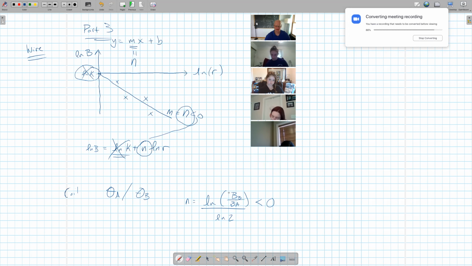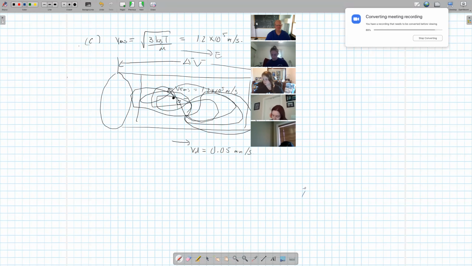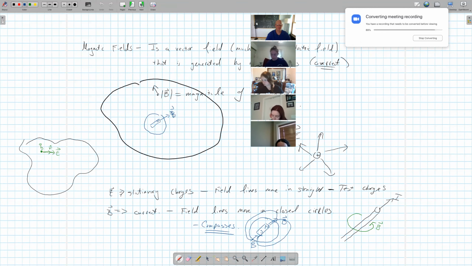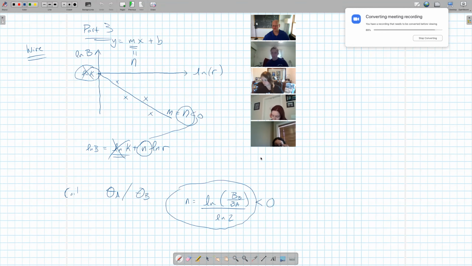So you're going to plug it into this expression here. In this case, the magnetic field at B will be equal to the magnetic field of the Earth times tangent of theta B. And then the magnetic field at A will be equal to the magnetic field of the Earth times tangent of theta A. Okay. So whatever these angles are that they give you, those are the angles that show up in here. Okay. So that's for the coil.